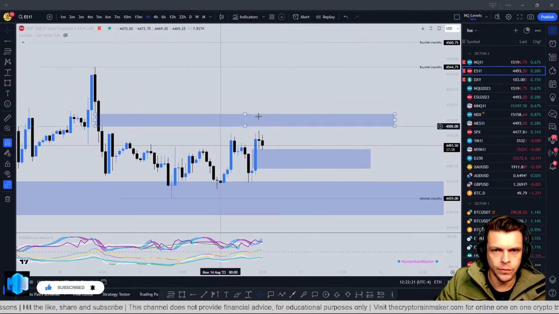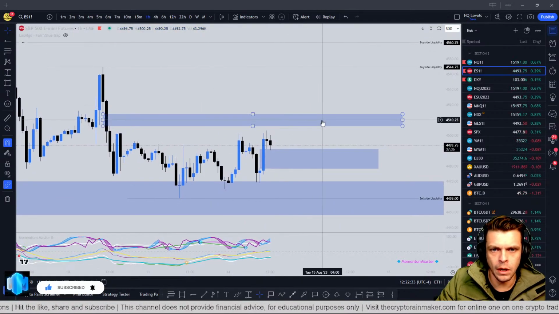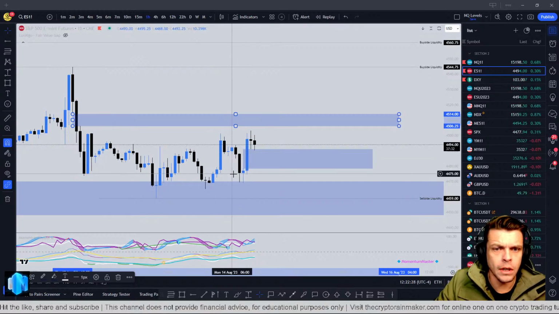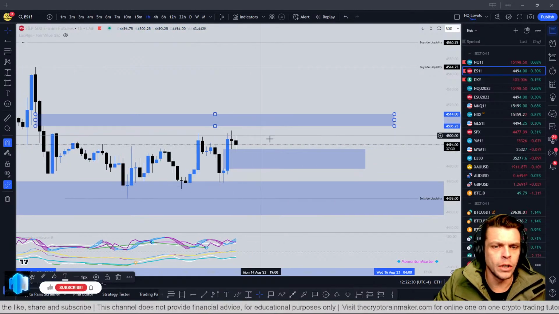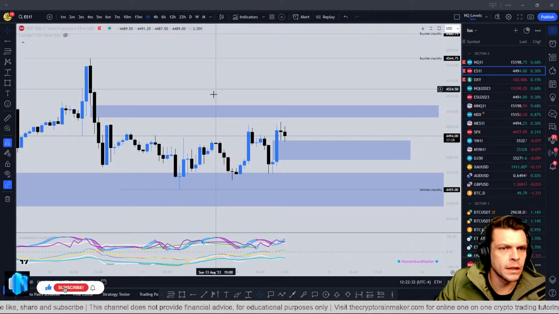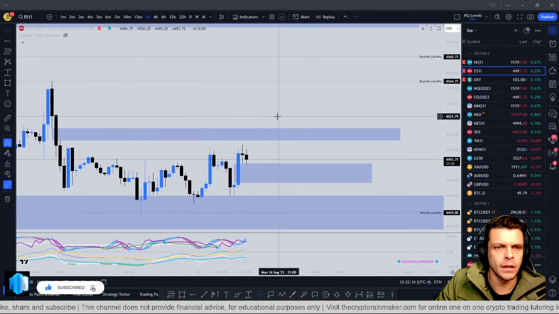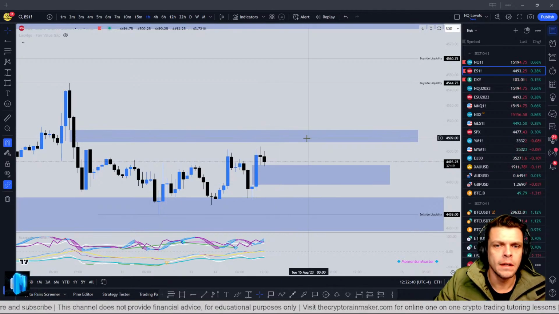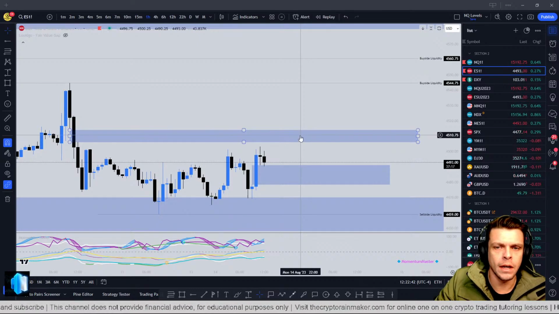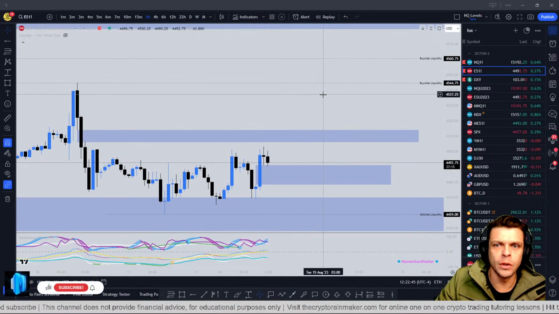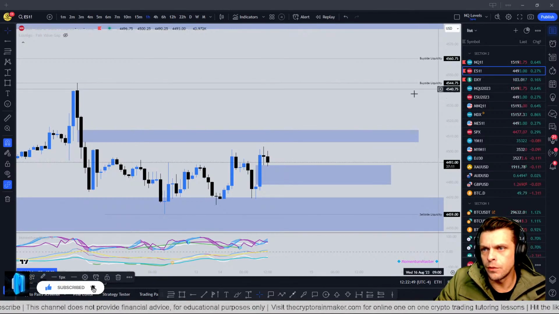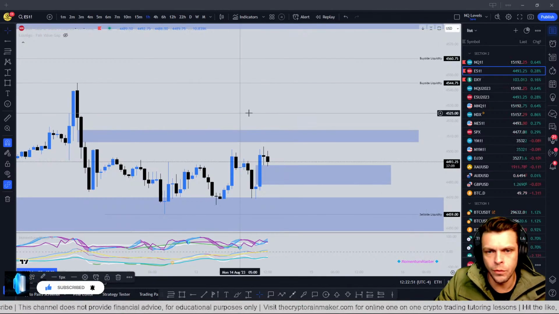So I would say the first kind of draw on liquidity on the 1 hour is this fair value gap. And because the order flow is bullish, we could maybe expect that this will be an inversion fair value gap, meaning price action will push through this, trade in it for a bit, push to the upside, and then kind of test this as a support before it goes up and takes out the buy side liquidity at 4,544.